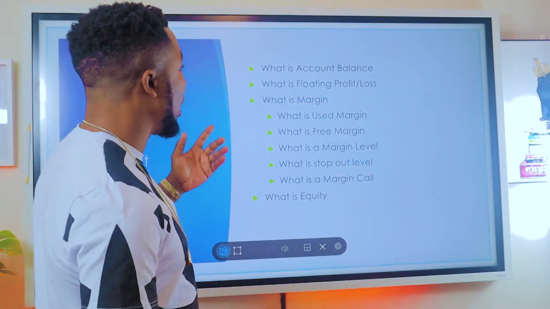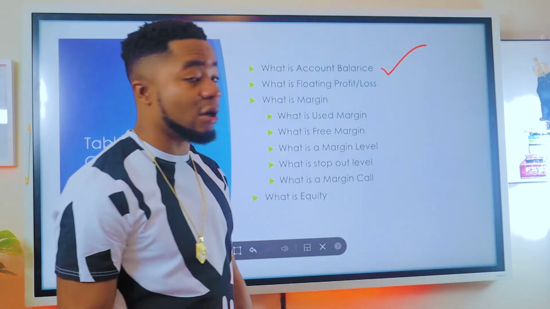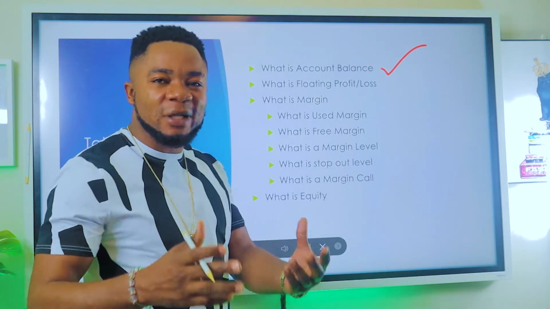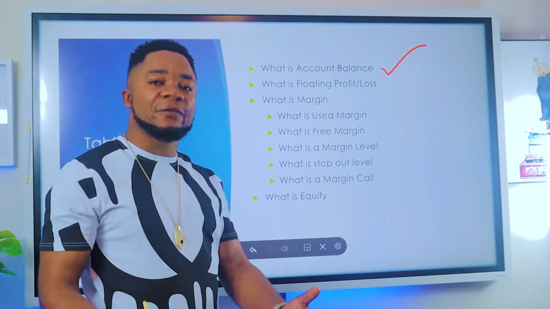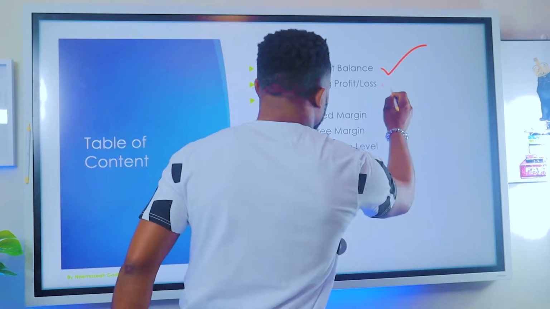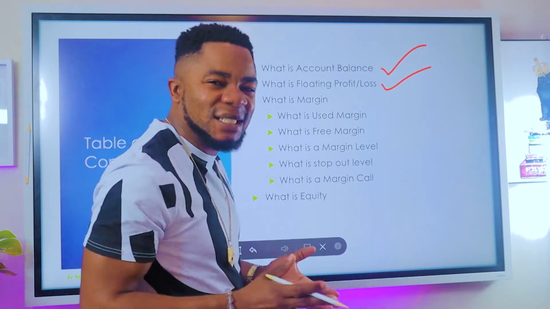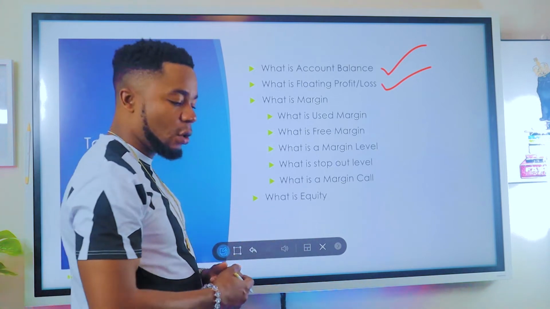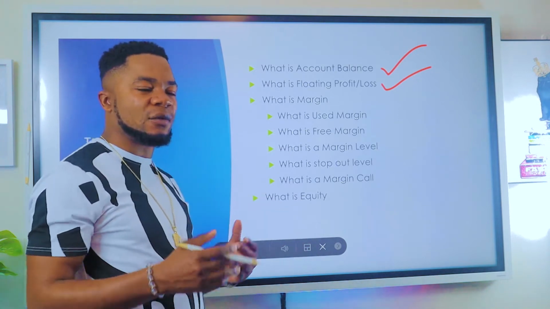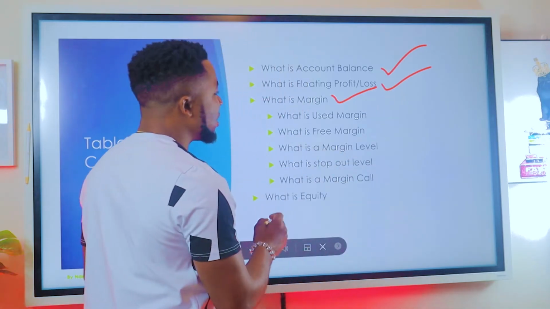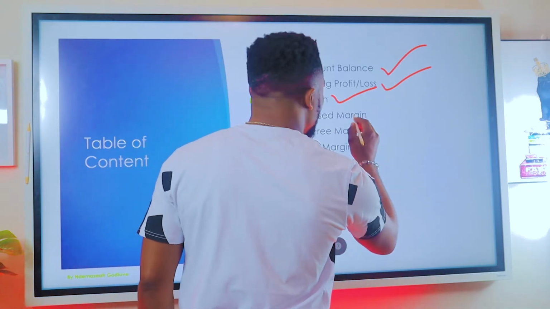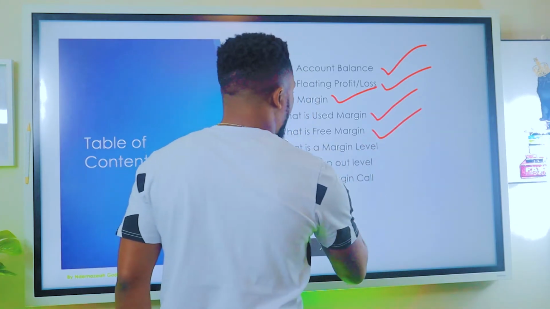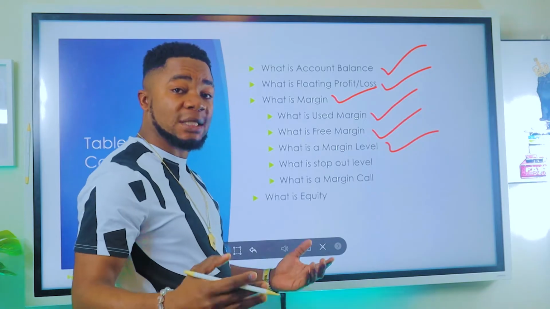On today's video, we'll explain the meaning of account balance. We'll explain what is floating profit. So what do you understand by unrealized profit or floating profit? That is what we'll also cover. And then we'll cover what is margin. They'll say, okay, I don't have enough margin, or maybe I had a margin call, or a margin level issue. So we'll talk about margin, and under margin we'll talk about what is used margin, what is free margin, what is a margin level.